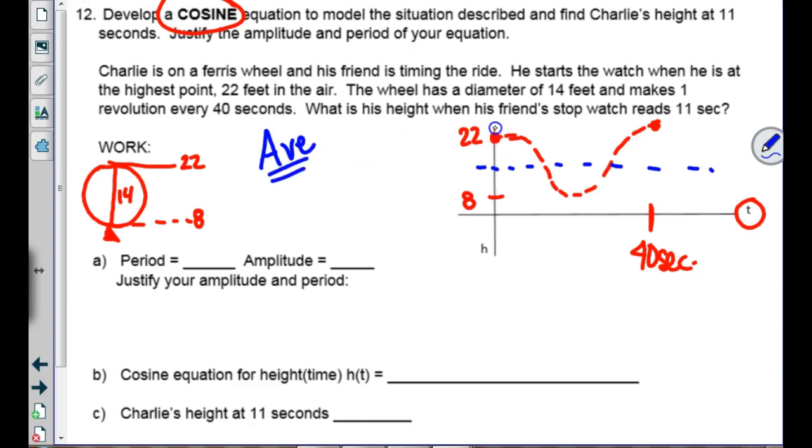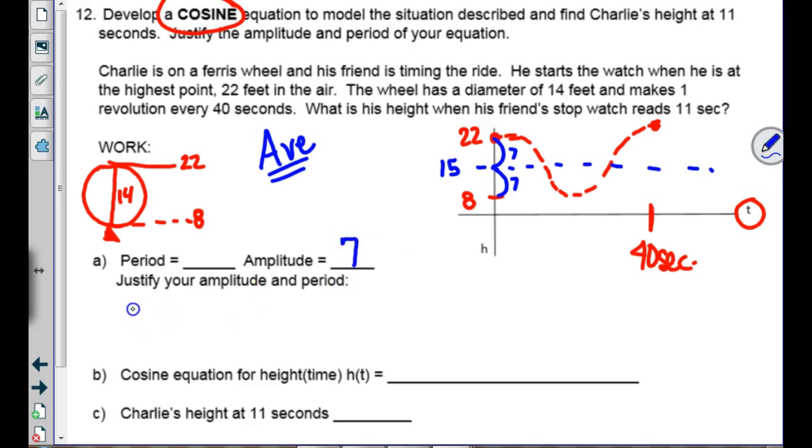Yes, it's the average. What's halfway between 8 and 22? Okay, so how far above and below is that? 8 to 15 is 7. 15 to 22 is 7. So where's the 15 go and where's the 7 go? Some of you find those numbers and you get them backwards every time. Yes, 7 is the amplitude.